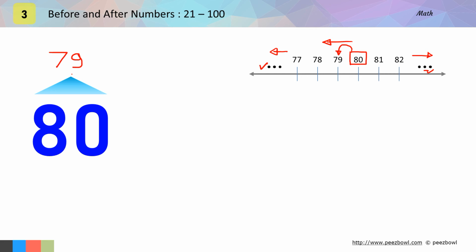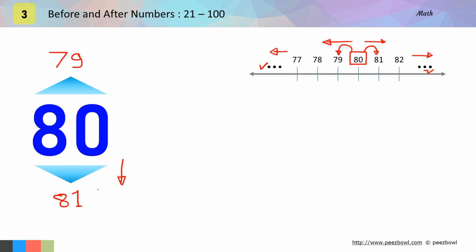Okay, in order to find the number after 80, you need to move right on the number line. So after 80, we have 81. I will write 81 below 80 here. You already know that as we move downward, numbers increase. So 80 came before 81. Let us take one more example.